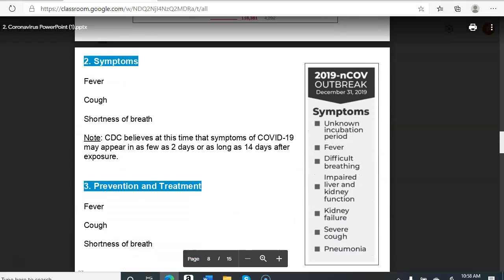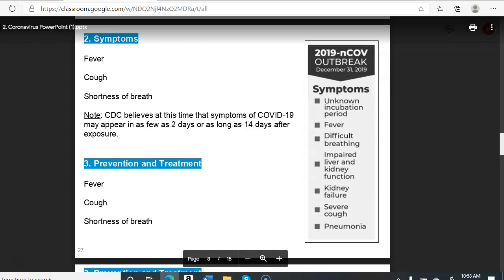Well, what are the symptoms? How do you know that you may have it? Well, you get fever, cough, shortness of breath. Note, the CDC, or the Center for Disease Control, believes at this time that symptoms of COVID-19 may appear in as few as 2 days or as long as 14 days after exposure.